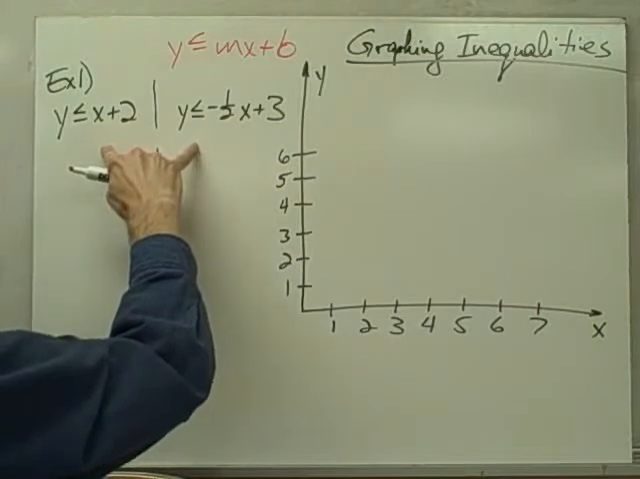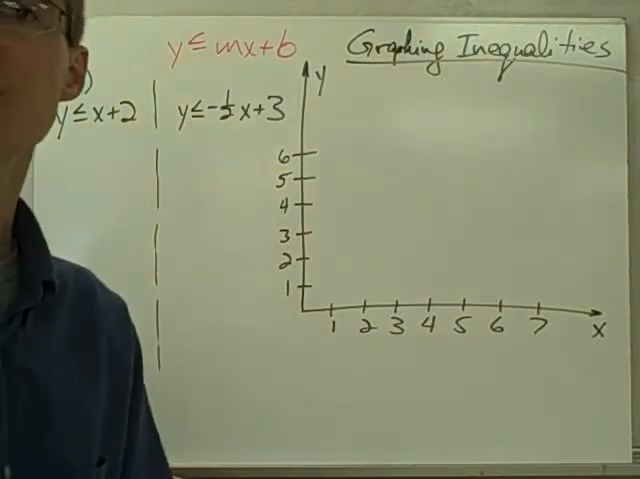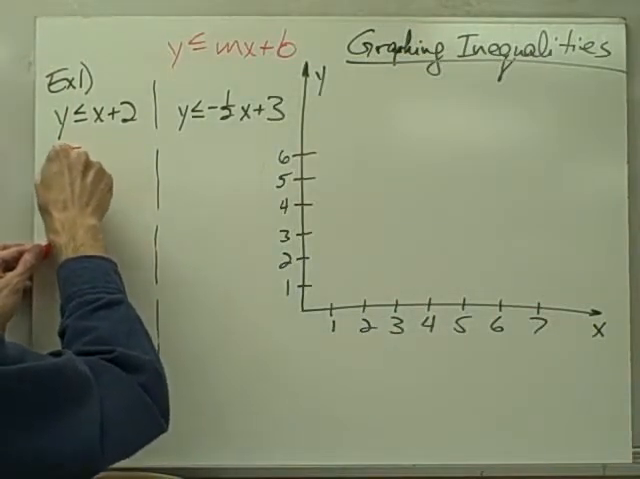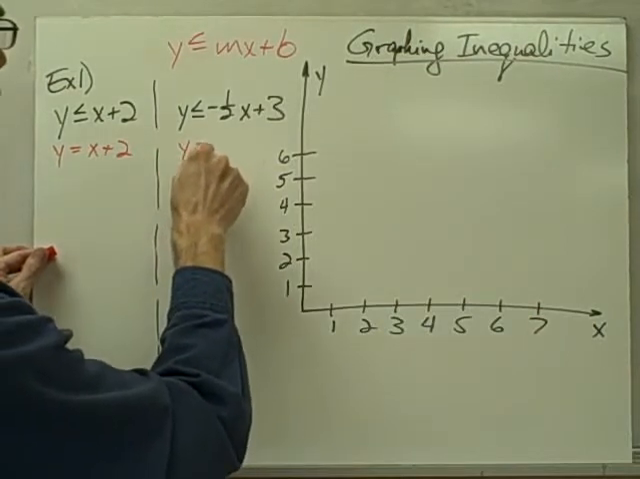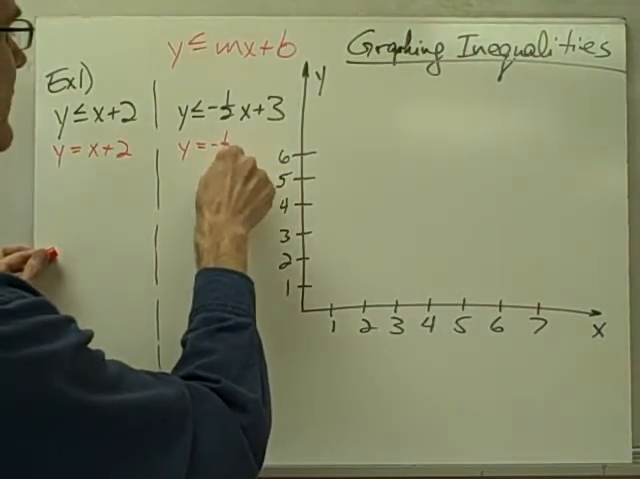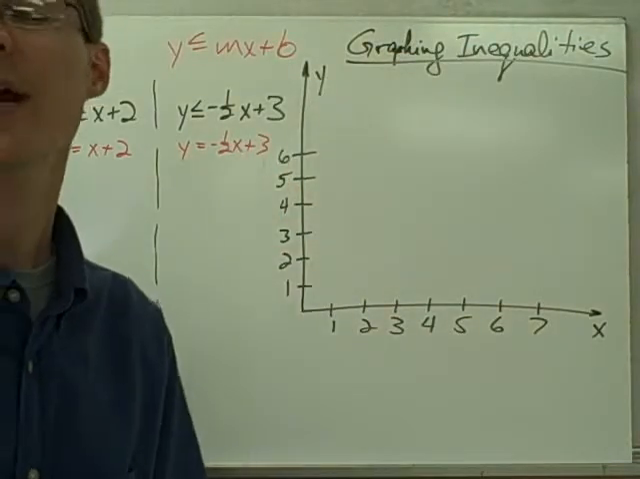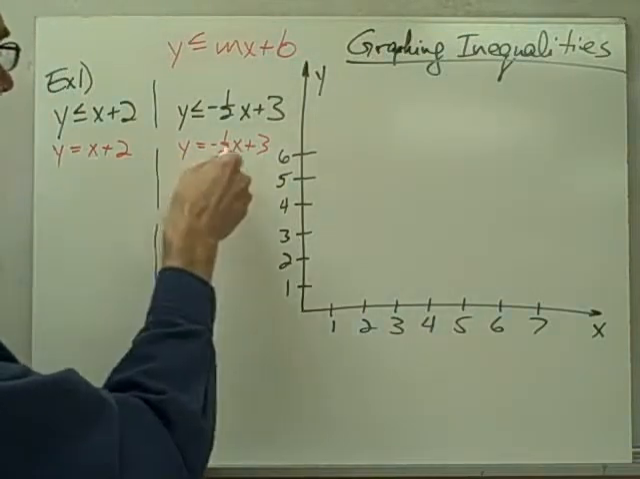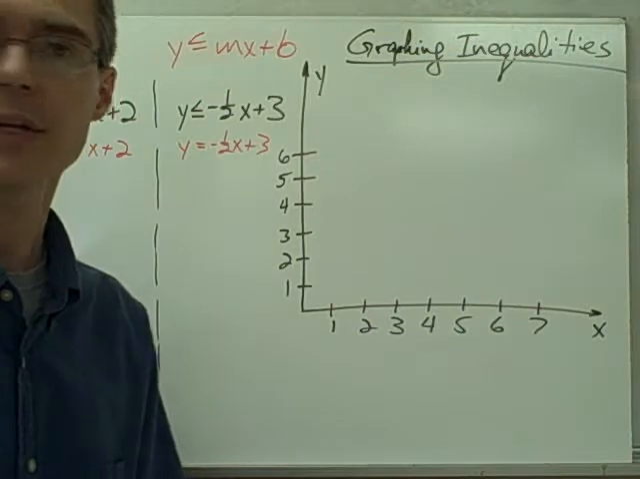What I want to do next before I graph these is essentially change them from inequalities into equations. So I'm going to go ahead and write this as y equals x plus 2 and y equals negative 1/2 x plus 3. The only reason I'm doing that is because I know how to graph the equation of a straight line. So I'm going to start out by graphing this as an equation of a line, and then I'm going to go back and do the inequality part.